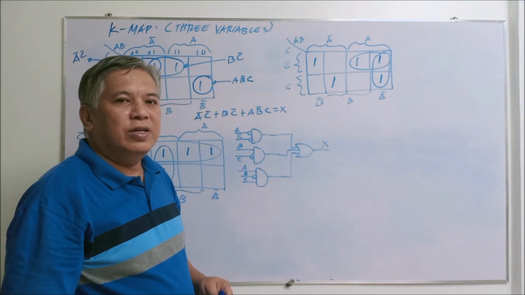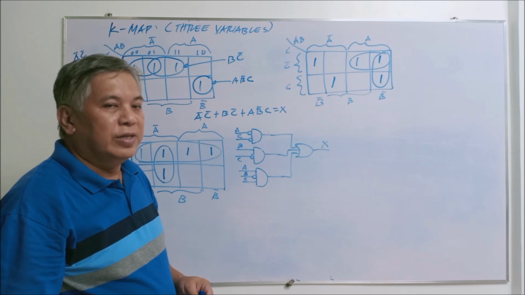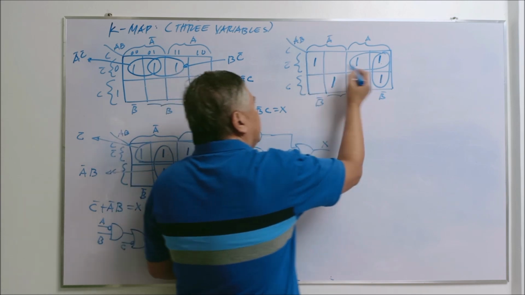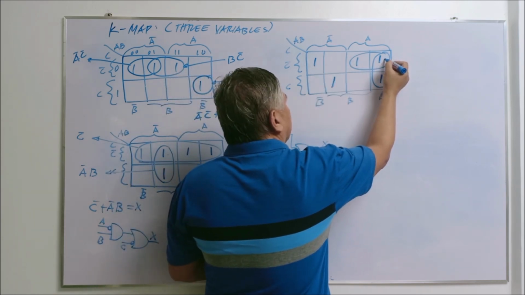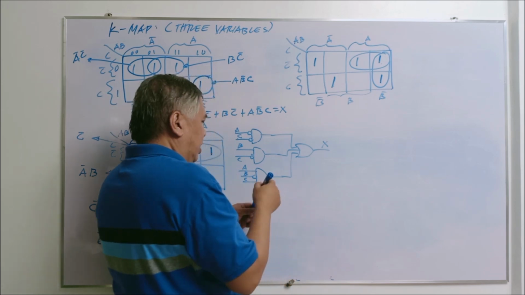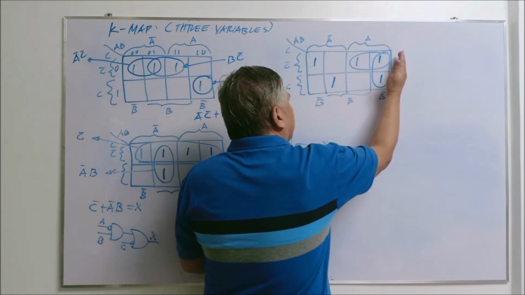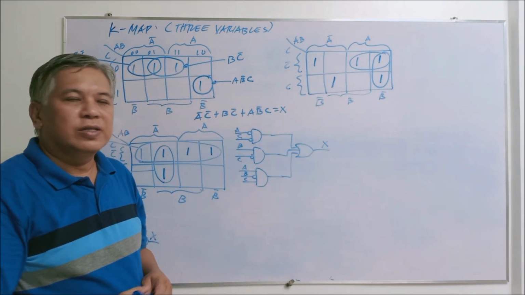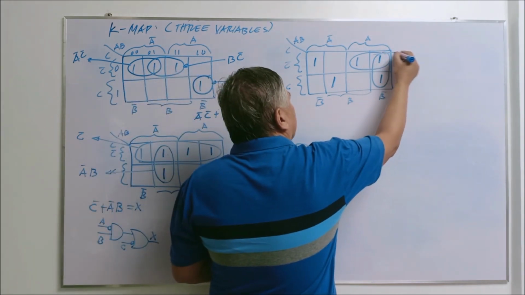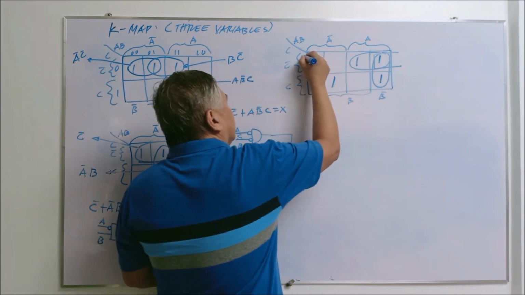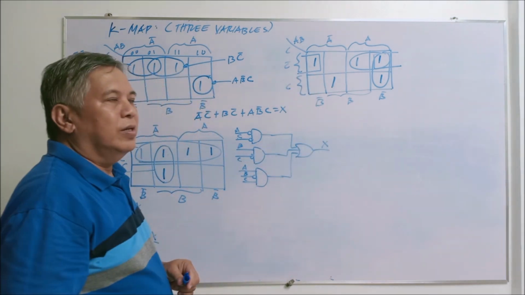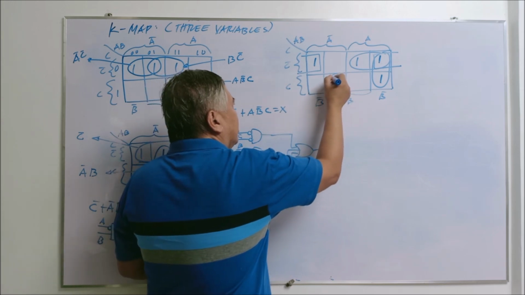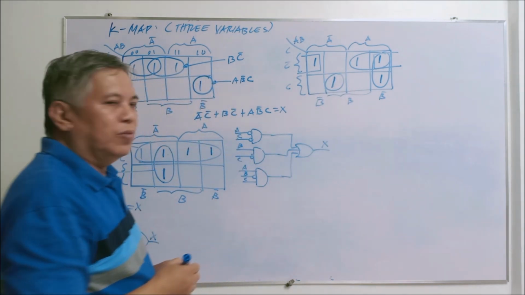Okay? Is there any other 2 adjacent cells? So this one is not yet grouped, but it is adjacent to this particular cell. Okay? They are adjacent because when you fold these 2 sides, this one here and this one here become adjacent. So we group them as 1. And then this one here is not adjacent to this one, so this is individually grouped as 1.